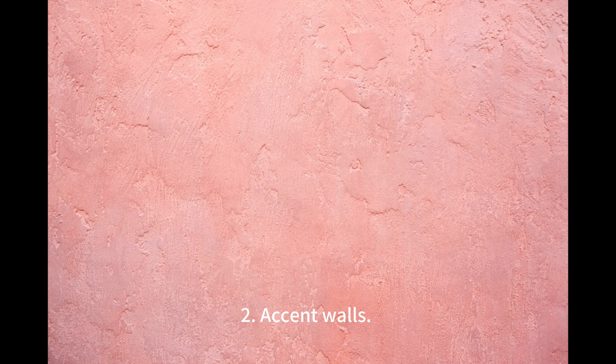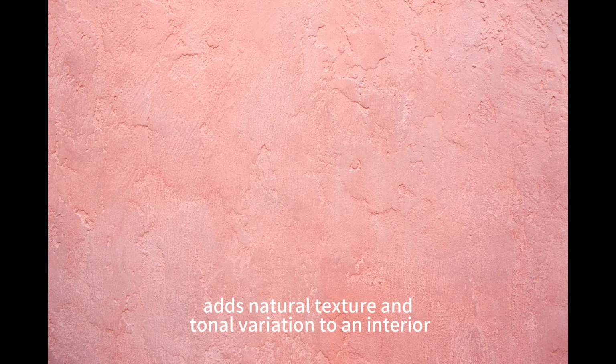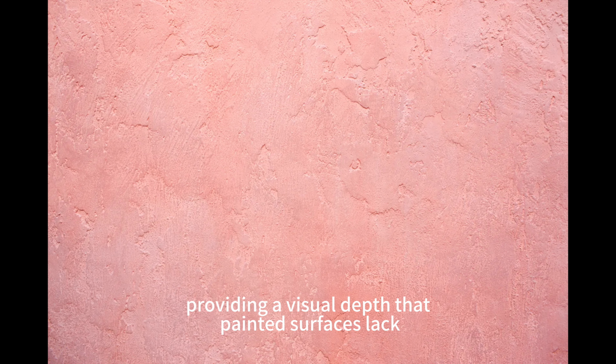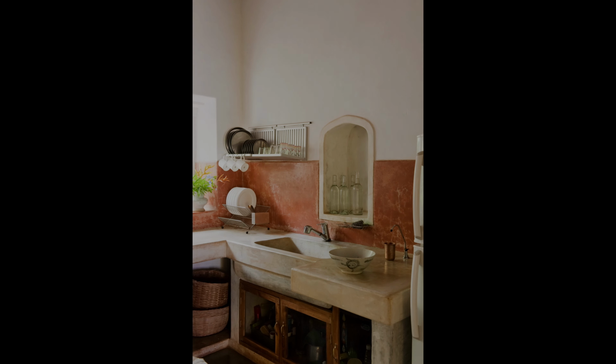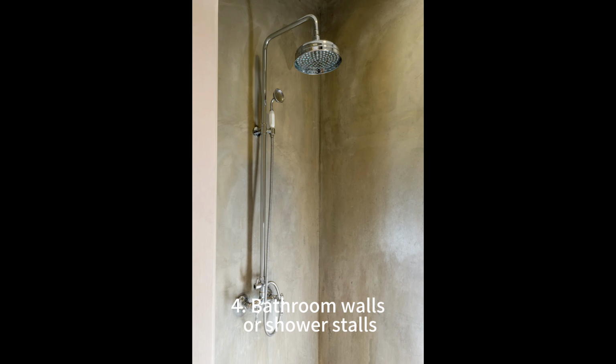2. Accent walls. Adds natural texture and tonal variation to an interior, providing a visual depth that painted surfaces lack. 3. Kitchen backsplashes offers a waterproof alternative to tile. 4. Bathroom walls or shower stalls.